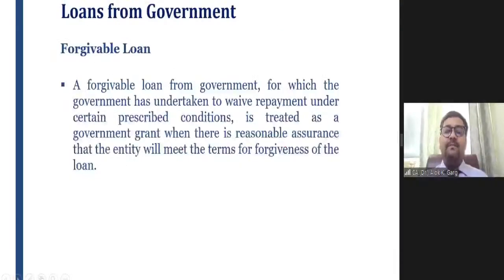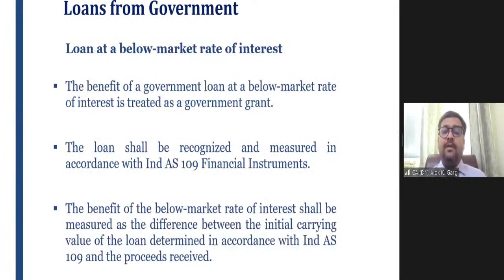So we have discussed the part of this government grant also. Forgivable loan: if the government has given a loan, and after compliance of certain conditions the government waives the loan, then this will be treated as a government grant. If the loan has been given at a below market rate of interest, then how to do this? So let me show you this part with the help of a case study.